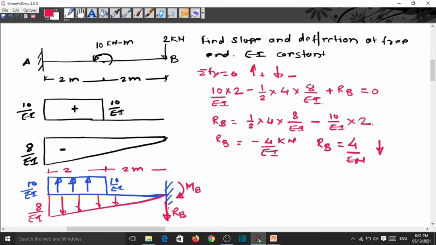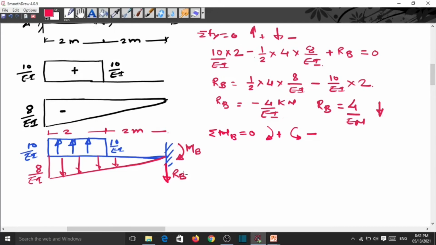Now the next part is sigma MB equal to 0. We are considering clockwise as positive and anti-clockwise as negative. We know this MB is clockwise, so we consider this positive. Then this upward load creates a sagging moment, so plus 10 into 2 into the distance x bar, which is 2 plus 1, that is 3. This is 2 plus half of 2 by 2, so it becomes 3.